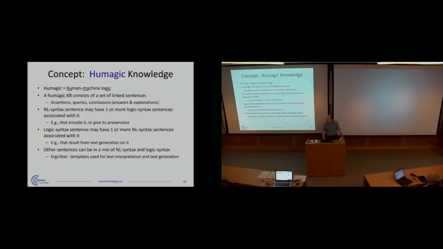So let me talk about a couple of key concepts here. One is that of human-machine, or humagic, knowledge. A natural language syntax sentence can have one or more logic syntax sentences associated with it that encode it or specify metadata about it, such as its provenance: where it came from in terms of source, who authored it when, or what other system it came out of. Timestamps are often very important with that, of course. Maybe quality info as far as how vetted that information is.